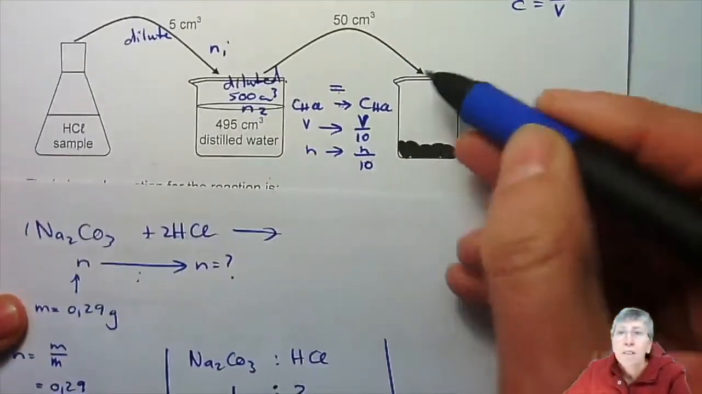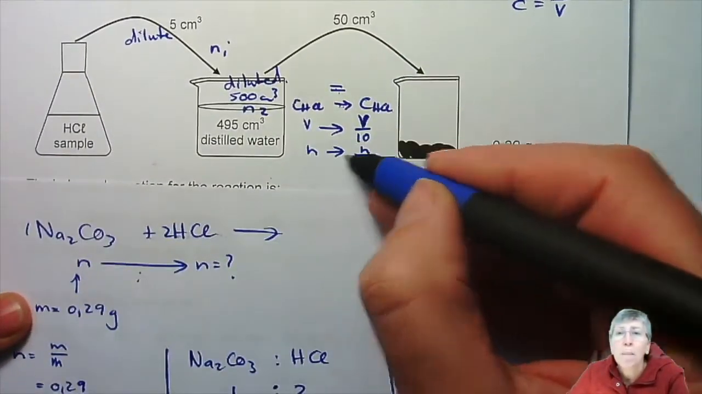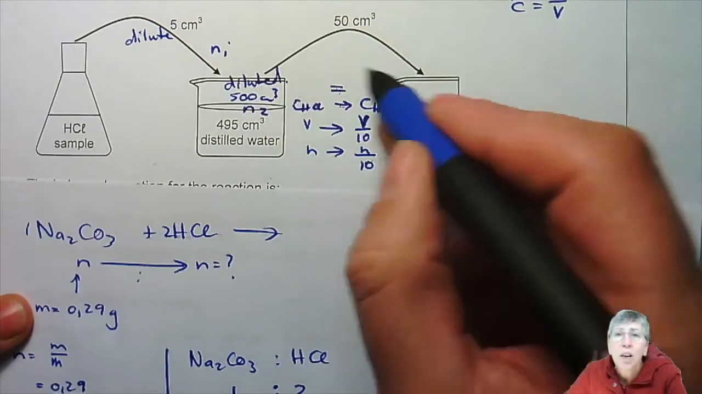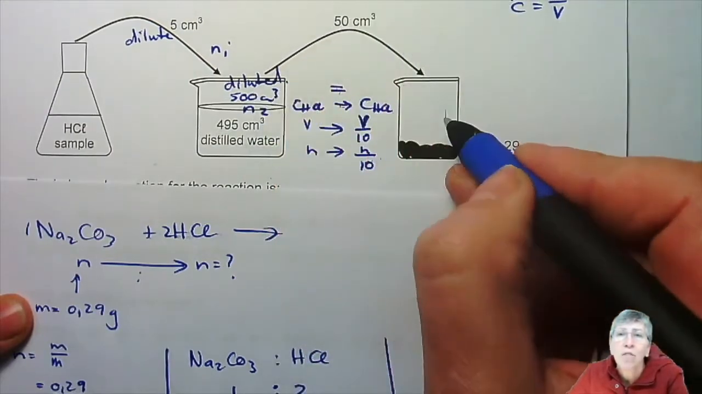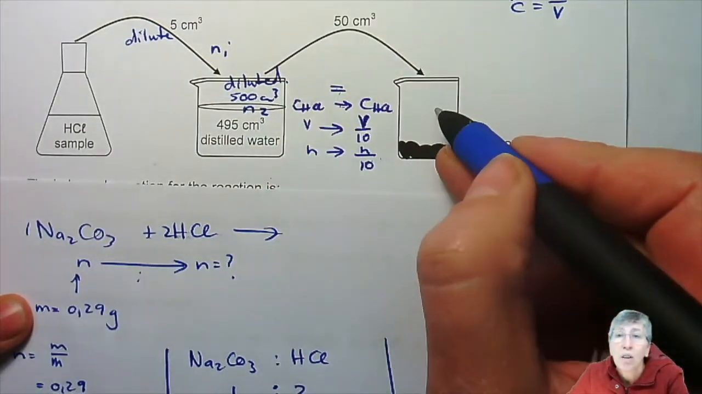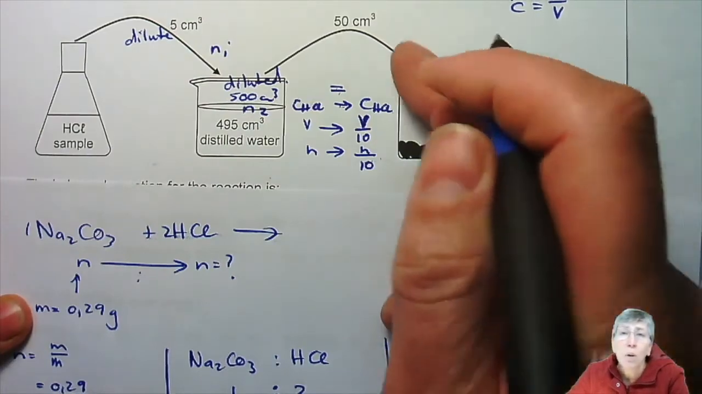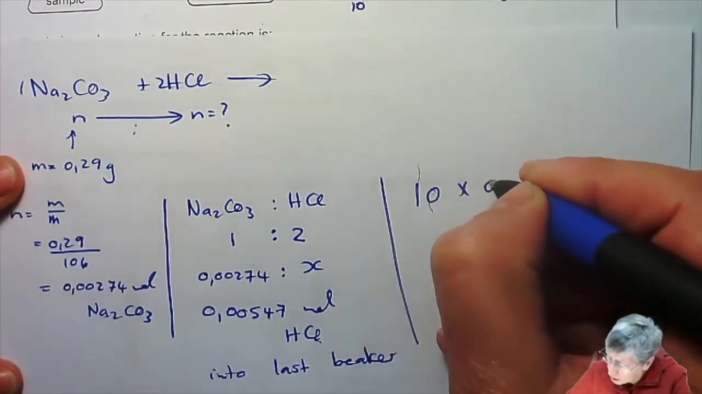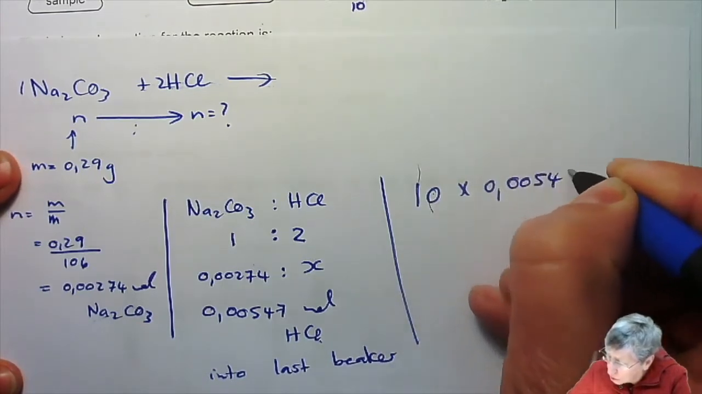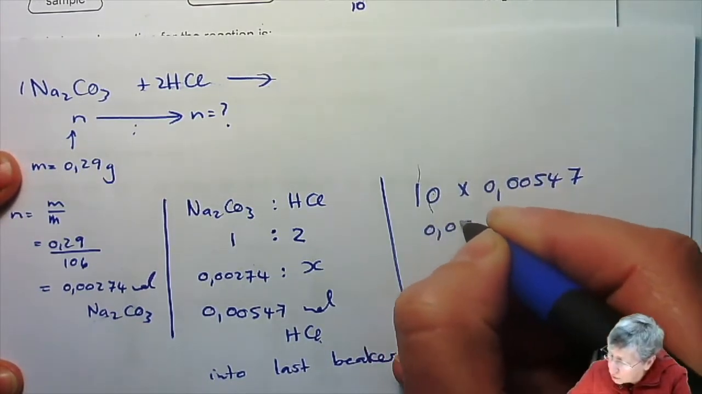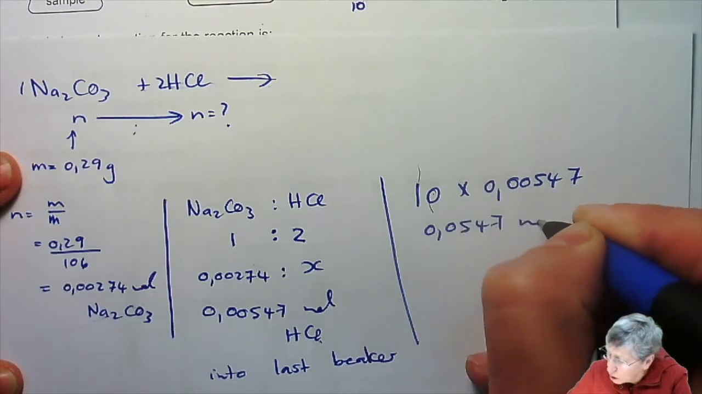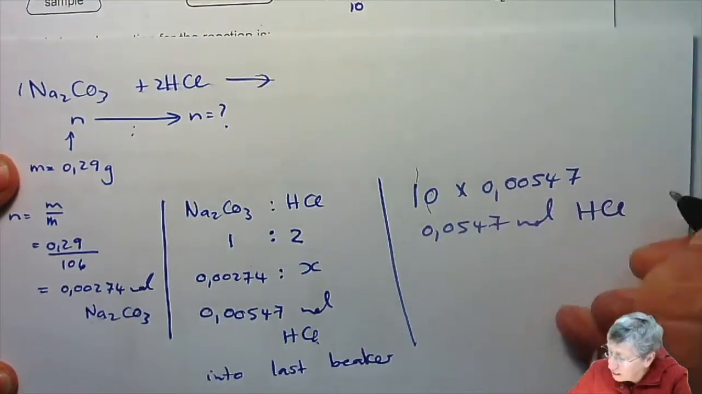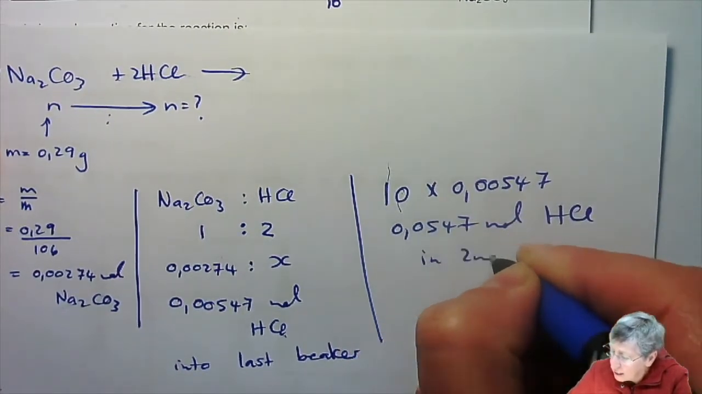Right, so, but what do I know? The moles, when I took only 1/10 of the volume, I only took 1/10 of the moles. So if I want to go back, I have to multiply. So there is 10 times 0,00547, which is 0,0547 moles of HCl in the second beaker.